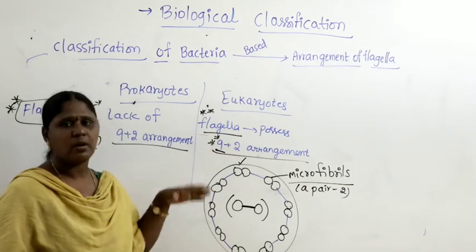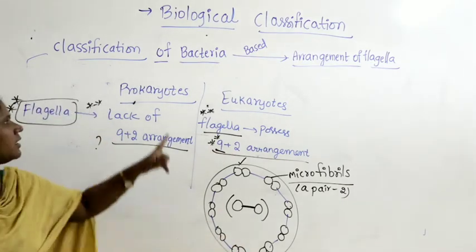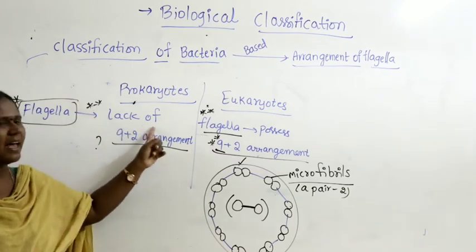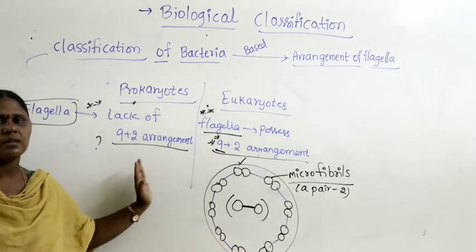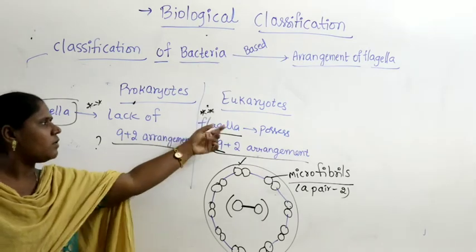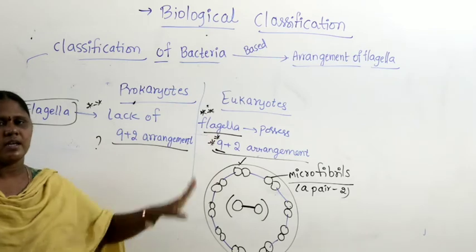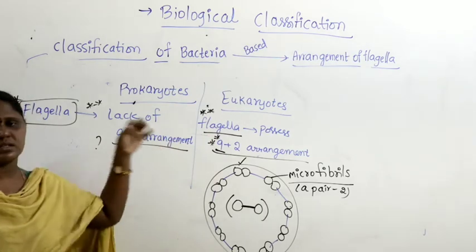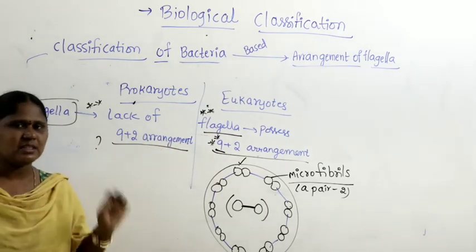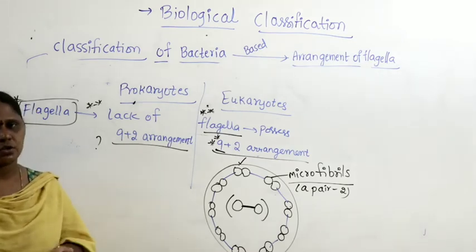I said this just for an idea, because here you have to remember only one point, that is prokaryotic flagella lack the 9+2 arrangement. That means the 9+2 arrangement is totally absent, whereas eukaryotes have flagella and they show the 9+2 arrangement. This one point is very important to remember in this chapter. But what is the 9+2 arrangement? It is a big question mark in your mind.